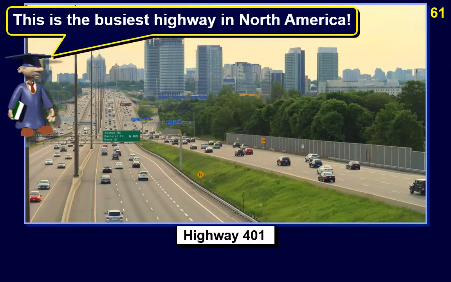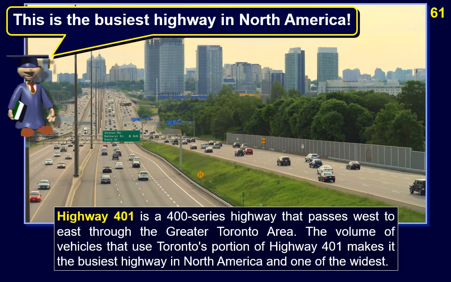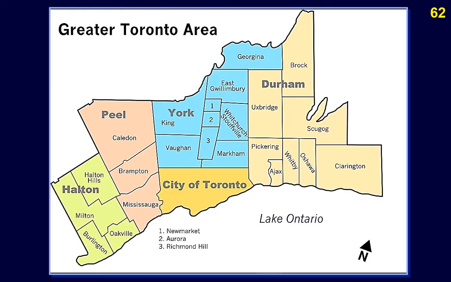Highway 401 is a 400 series highway that passes west-east through the Greater Toronto Area. The volume of vehicles that use Toronto's portion of Highway 401 makes it the busiest highway in North America and one of the widest. This is a map of the Greater Toronto Area.